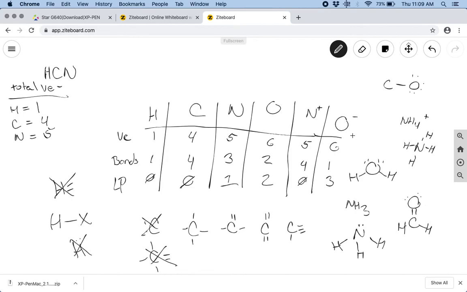So we will see some examples as we go through more of these Lewis structures where we'll see these kinds of exceptions.